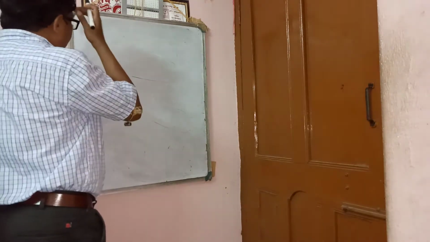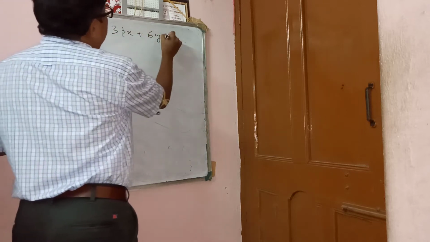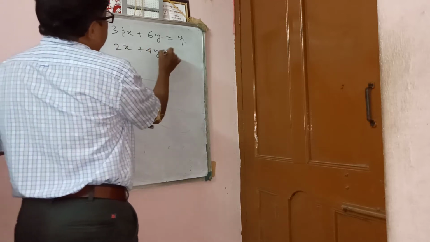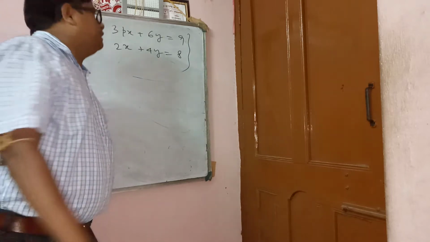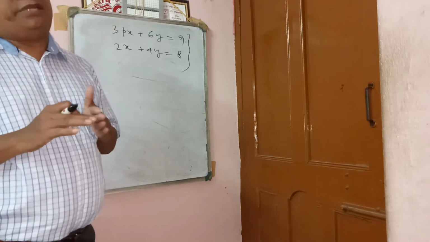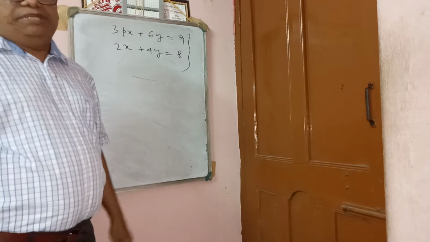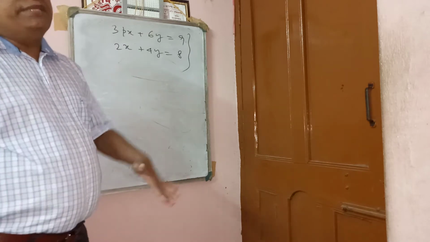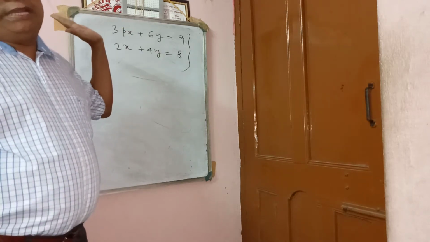Suppose 3px plus 6y equal to 9, 2x plus 4y equal to 8. If the lines are perpendicular, then find the value of p. Very important sum. Every year you will get one sum from perpendicular, either perpendicular or parallel.